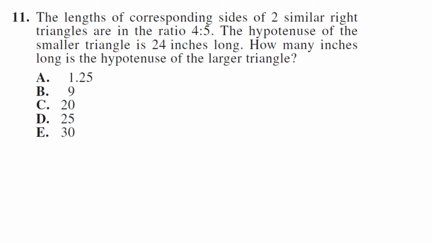The lengths of corresponding sides of two similar right triangles are in the ratio of 4 to 5. The hypotenuse of the smaller triangle is 24. How many inches long is the hypotenuse of the longer?